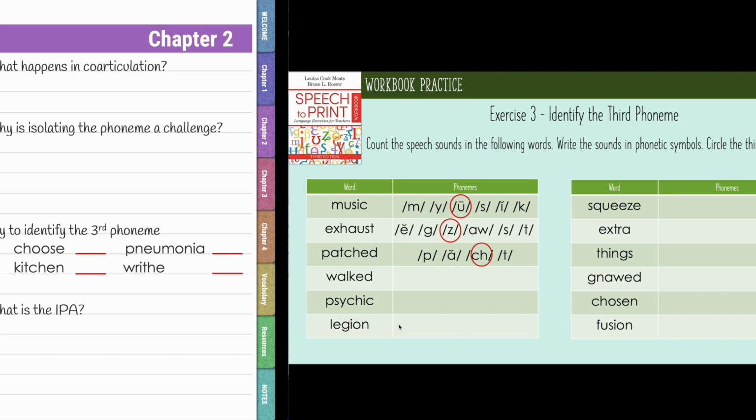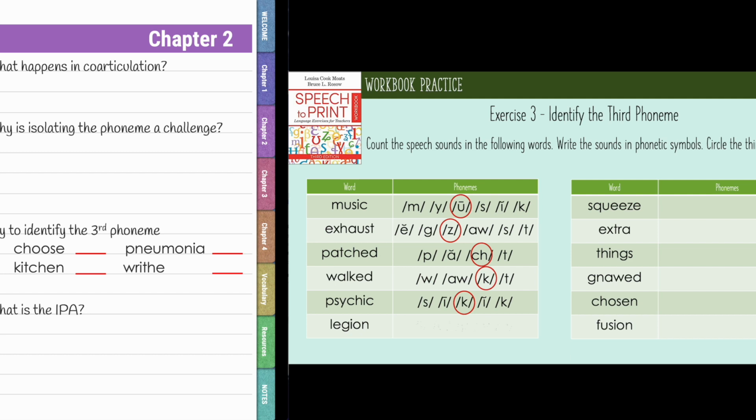I want you guys to try to find the third phoneme before I reveal it. I'll give you a couple seconds. Are you ready? We have walked. Third phoneme, k. Good job. Psychic. There's the phonemes. Third one should be k. Good. You notice an interesting scenario here. We have the P and the S sound, and that Y is representing the I sound. We'll talk about that one a little later in the book too.